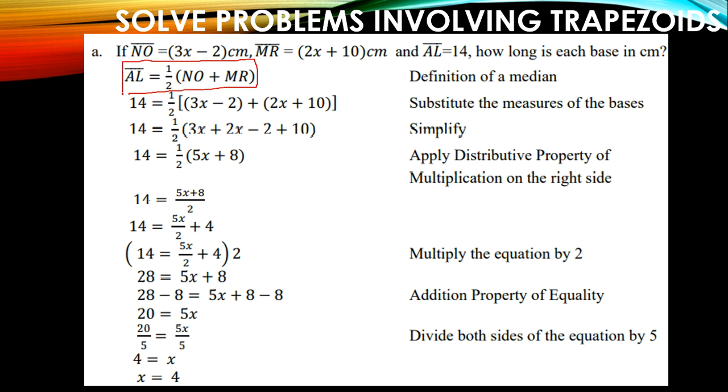So this is the solution. AL is the median, NO is the upper, MR is the lower. Adding the bases times 1/2 equals the median. Then substitute the given elements in the problem. AL is the median, so substitute AL with 14 equals 1/2 times NO, which is 3x minus 2, so put 3x minus 2. Then don't forget the parentheses. Then plus 2x plus 10 for MR. So open parentheses, 2x plus 10, close parentheses. Then put brackets.